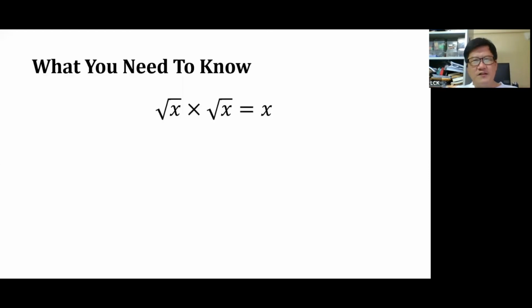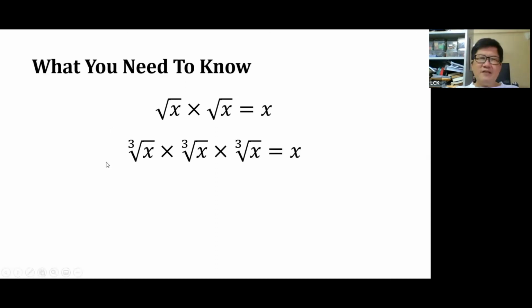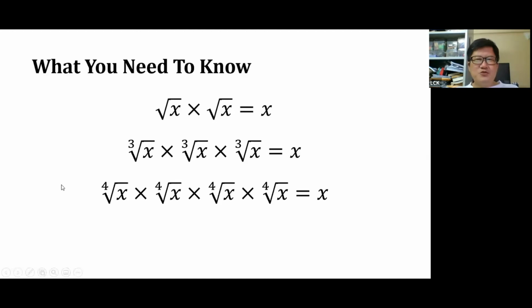All right, and this is the first thing you need to know. Square root of x times square root of x equals x. And this one everyone knows. The square root of x times the square root of x must equal x. The second thing you need to know is the cube root of x times the cube root of x times the cube root of x equals x. And the third thing you need to know is that the fourth root of x times the fourth root of x times the fourth root of x times the fourth root of x equals x.